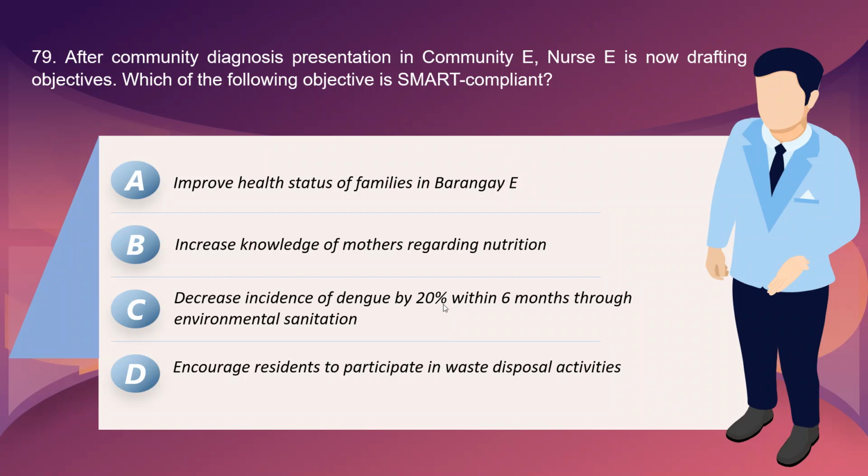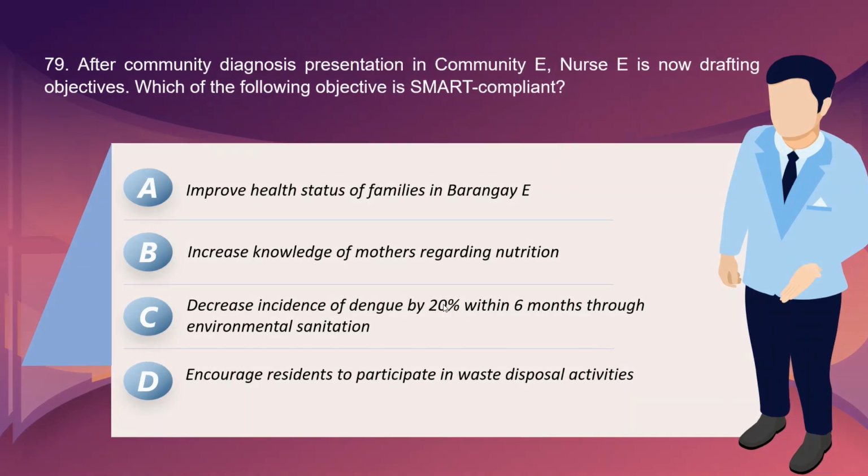Of course, we know that if it is SMART compliant, it should be specific, measurable, attainable, realistic, and time bounded. So in this case, what is very much measurable here is letter C. The best answer for number 79 is letter C, because there is a target of 20%, the time frame is 6 months, and the strategy is environmental sanitation. So that meets the criteria of SMART. So number 79 is letter C.